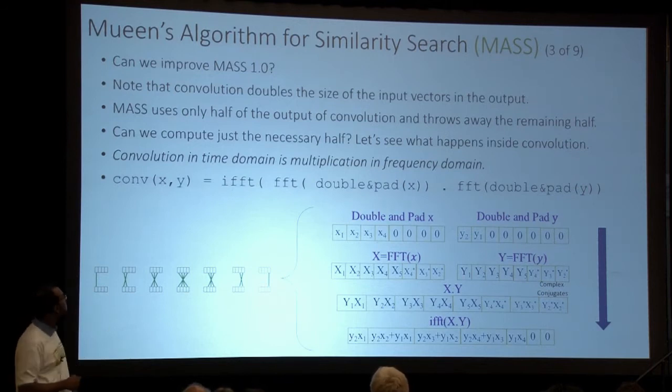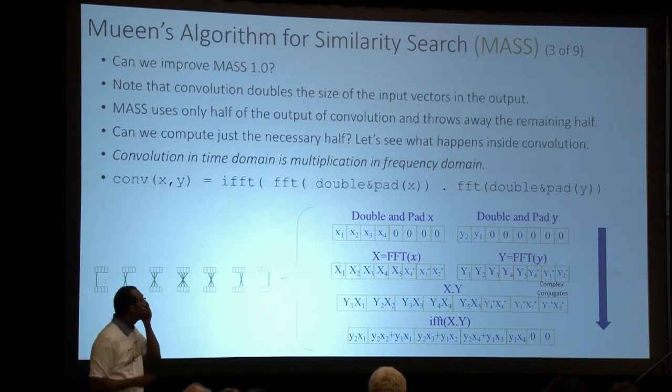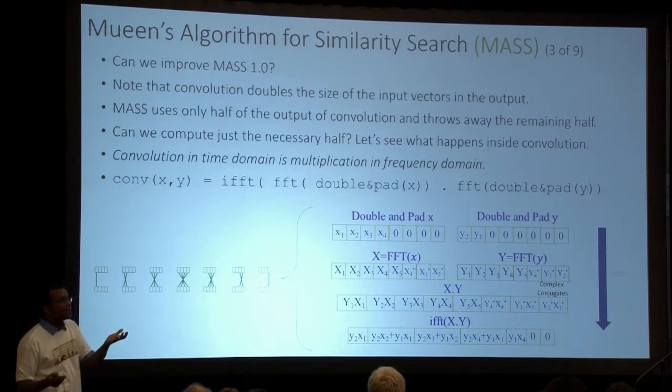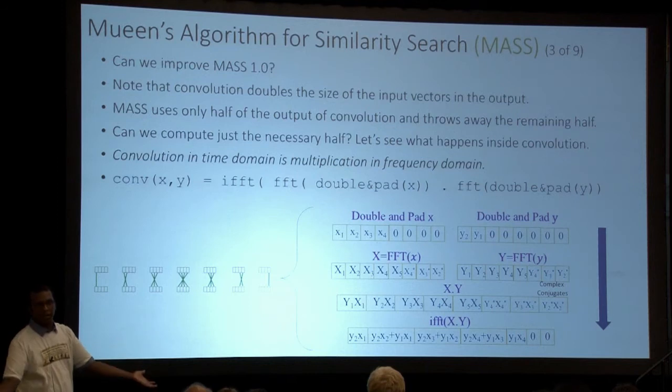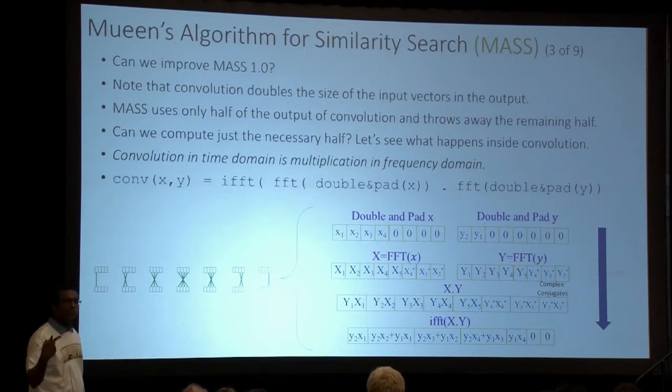So convolution doubles the size of the input vectors, and MASS only uses half of the output. It doesn't use all the 7 output numbers in the vector. It uses only the 3. How can we calculate only the 3 and not calculate the other half? That's the question. And to do that, we are looking into the convolution operation.